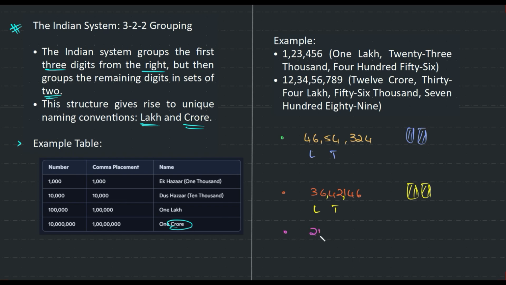Now let me go with another one. Post the first comma, that is your thousand. This is your lakh and this is your crore. So 24 crore 25 lakh 34,644. 24 crore 25 lakh 34,644, and that would be the answer, right?